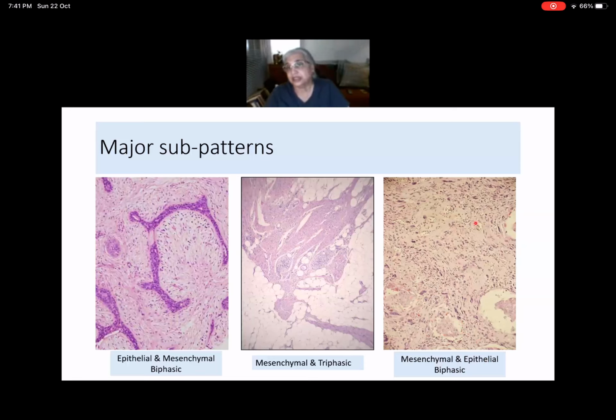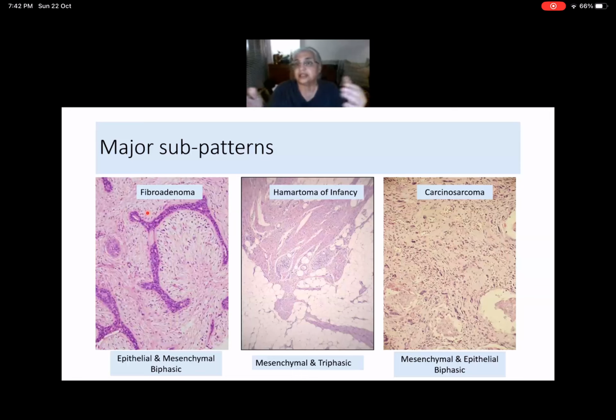And here there is mesenchymal and epithelial biphasic. You see the epithelium here, you see the epithelium here, you see the epithelium here, you see epithelial cysts over here, and the rest of this is all looking spindly and stellate. So this is a mesenchymal pattern. Do you agree with me, all of you? Yes, a mesenchymal pattern, but it is now combined with an epithelial pattern, and you know what the diagnosis on the left-hand side is? It's a fibroadenoma. This is a fibrous hamartoma of infancy, and that is a carcinosarcoma.